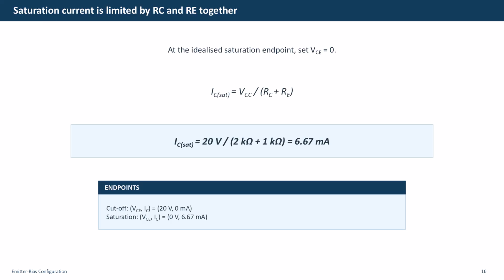The other endpoint occurs at cutoff, where collector current is 0 and collector emitter voltage equals the supply voltage, 20 volts. These two endpoints define the straight DC load line. The actual operating point lies on this line where the transistor characteristic corresponding to the base current intersects it.